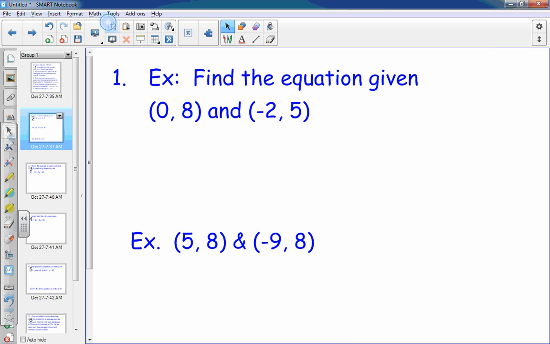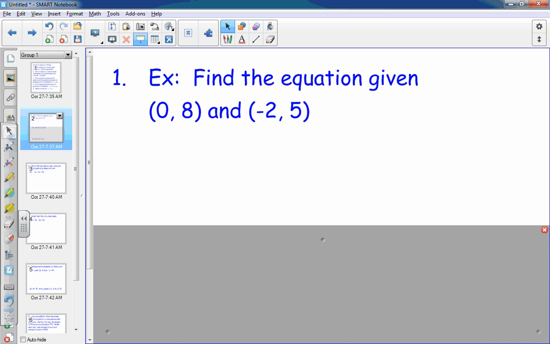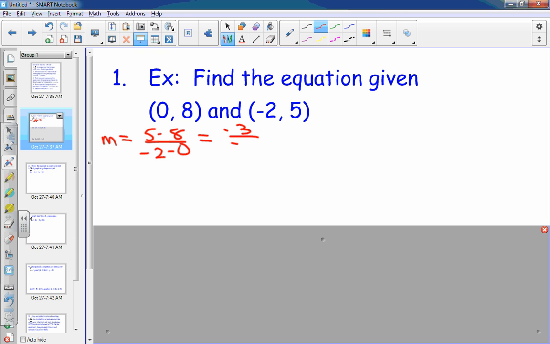So first and foremost, problem number 1, it says find the equation of the given line given this information. Find the equation given the points 0, 8 and negative 2, 5. So step 1, what do we do? Find the slope. I told you all to get your calculators out, so I'm going to have 5 minus 8 over negative 2 minus 0. What is 5 minus 8? Negative 3 over negative 2 minus 0 gives me a negative 2, so what is my slope? Positive 3 over 2 is my slope.